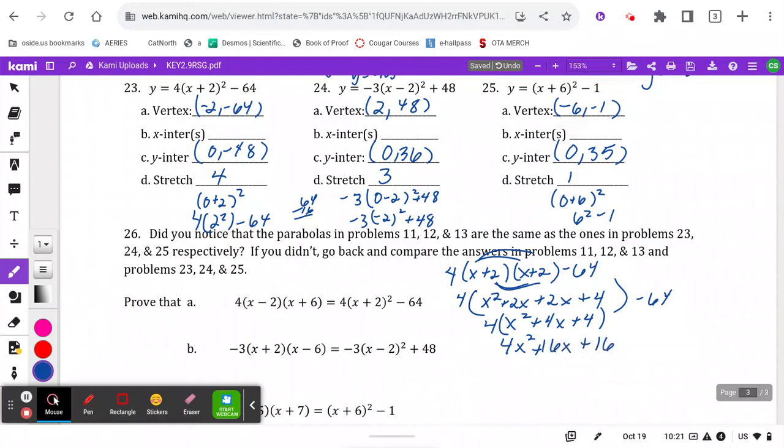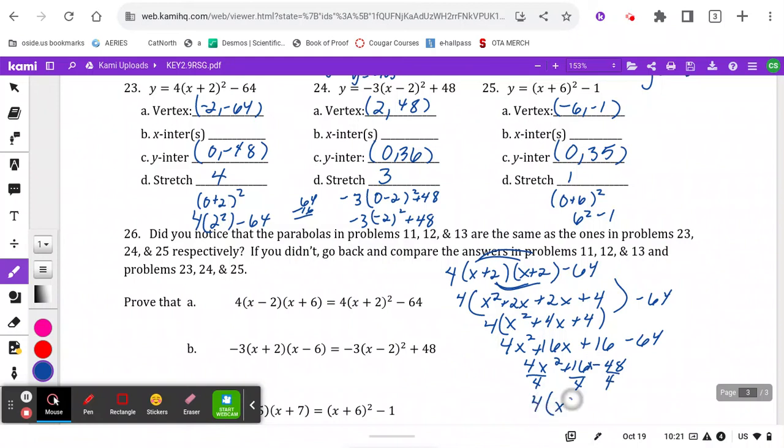And then finally, 16 minus 64 is just negative 48. Now, we went from vertex form into standard form. Now I'm asking you to factor this. Well, factor means take out a greatest common factor here.